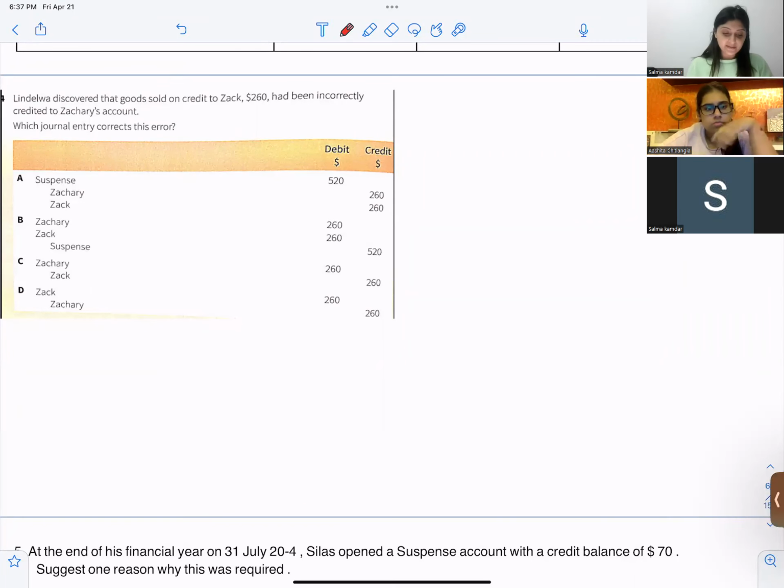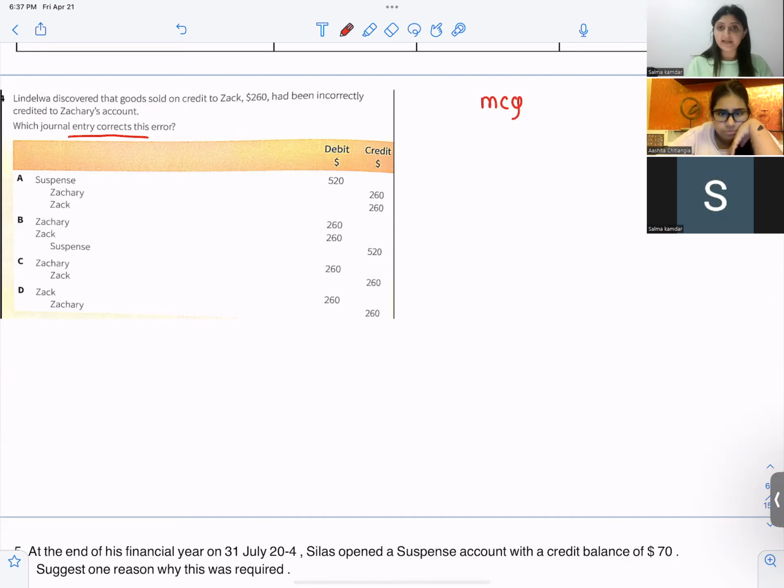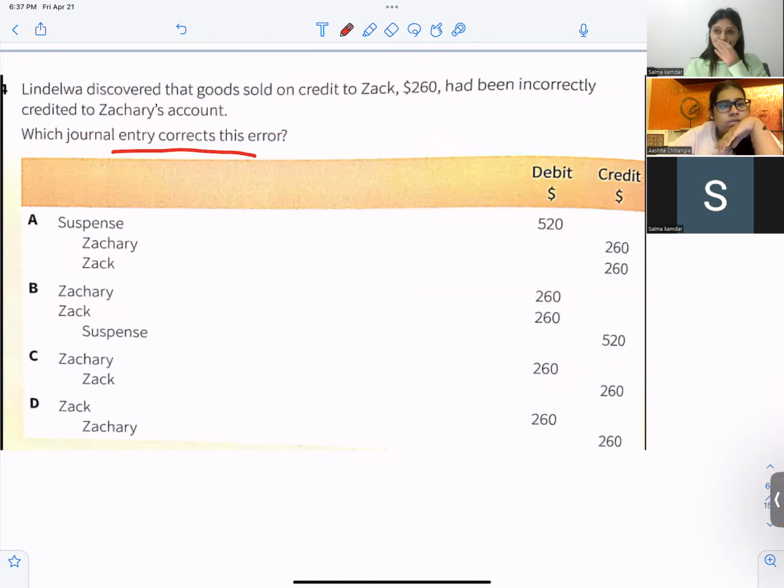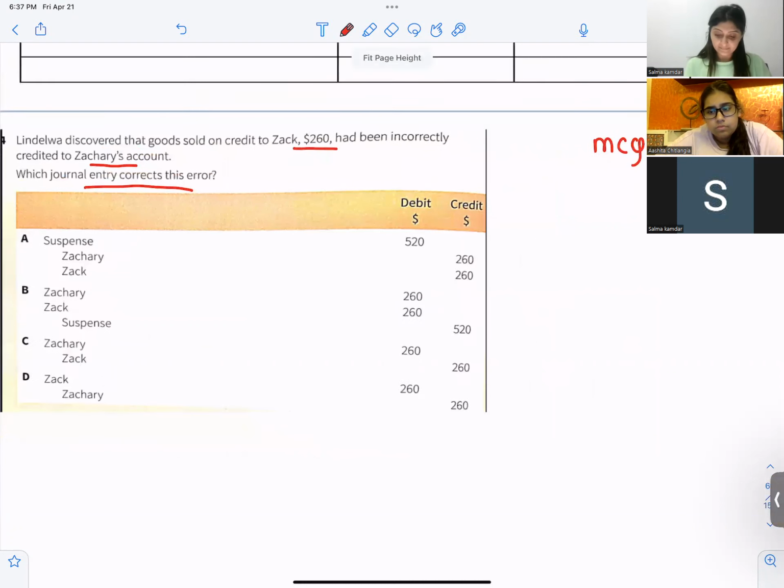So this is errors. There is an MCQ. You have to give the journal entry which corrects the error. Read the question properly. Lindelwa discovered that goods sold on credit to Zach $260 had been incorrectly credited to Zachary's account. What should be the correct entry?